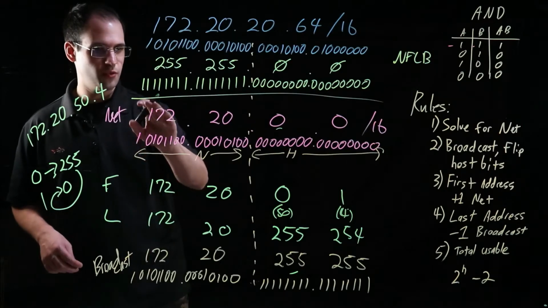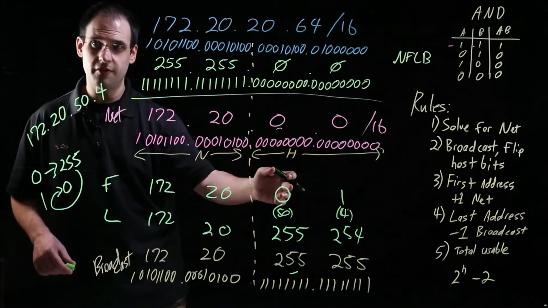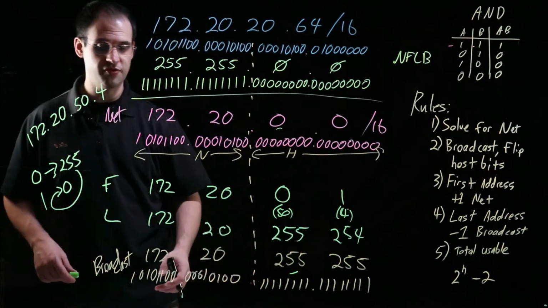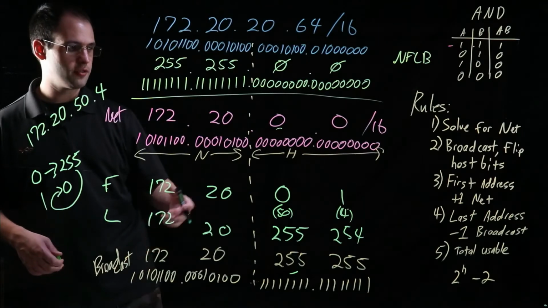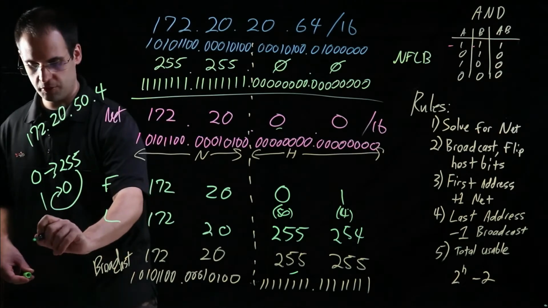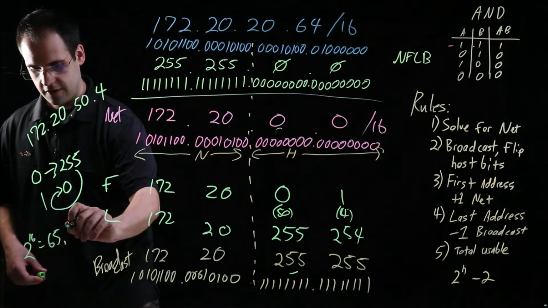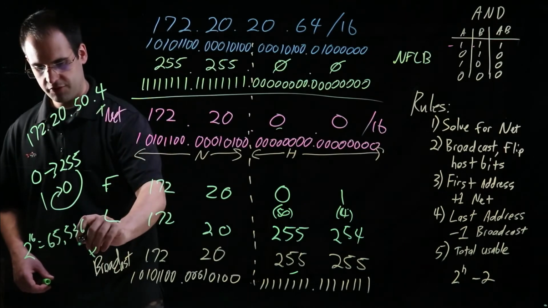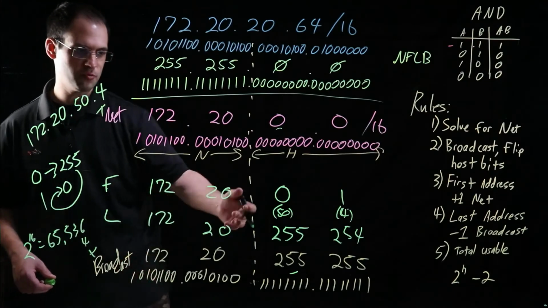So my network address is 172.20.0.0. 172.20.0.1 for the first, 255.254 for the last, and 255.255 for the broadcast address, okay? So again, that gives us all of our addresses, and again, you can find your total range, total value of usable hosts. 2 raised to the 16th power is 65,536, minus this one and minus that one gives you 65,534. Okay, so that's your total usable range in here.